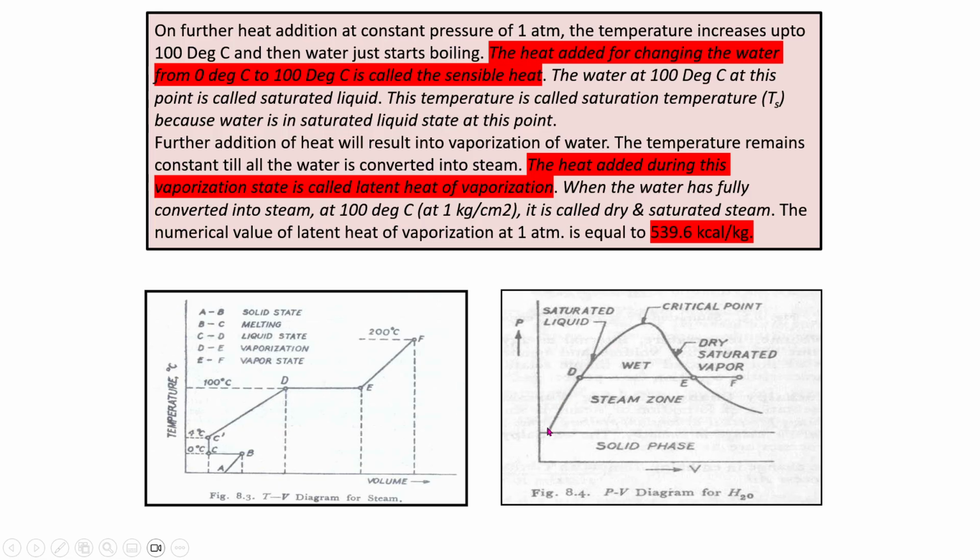This is the saturated liquid. Here is liquid. This is the dry saturated vapor, and here it is called the critical point, and here is the solid phase. That is the PV diagram.